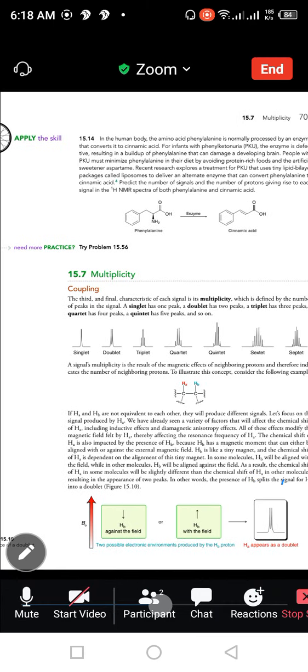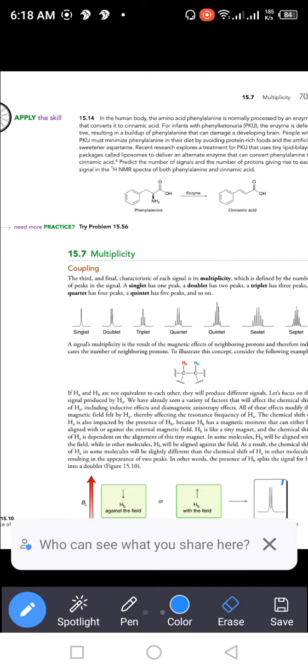This is the diagrammatic representation. Hb, red arrow, is the direction of the external magnetic field, and this small arrow is the direction of the Hb proton against the magnetic field, and this Hb proton with the magnetic field. So there are two possibilities, proton having two possibilities with respect to external magnetic field. So two peaks are represented, and two peaks are represented in a doublet.